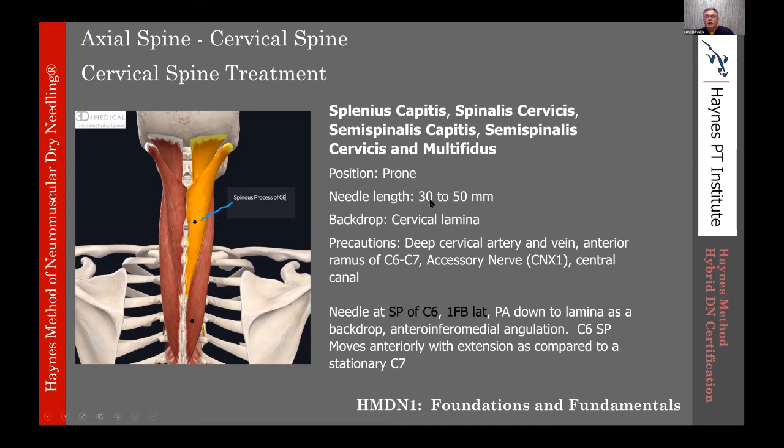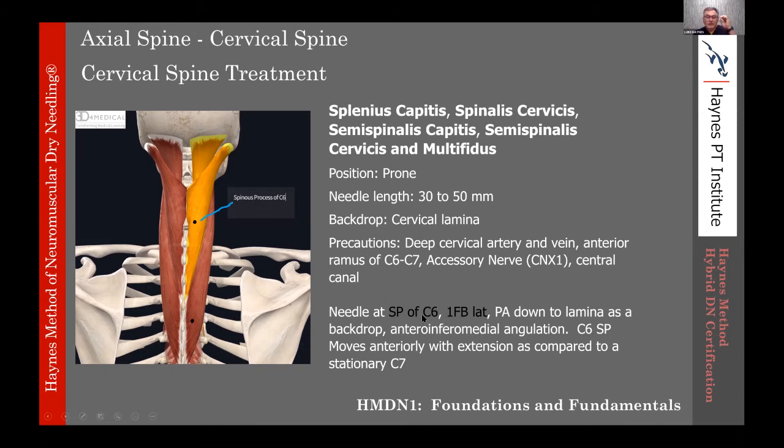Needle length is going to be 30 to 50 millimeters. Myself, it takes a full 50 to 60 millimeters to land on the backdrop in my cervical spine. A smaller person, and if you have different structure within the vertebra, I know it sounds strange, but as you needle, you will see more things happening. Different depths for different people. Here are precautions: the deep cervical artery and vein, the anterior ramus of C6 and C7, the accessory nerve, cranial nerve 11, and then the central canal.